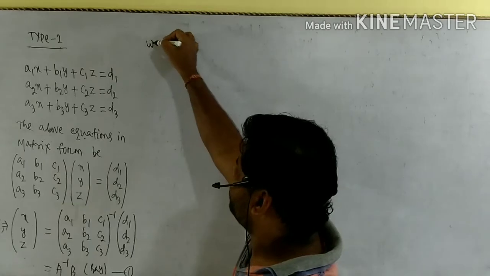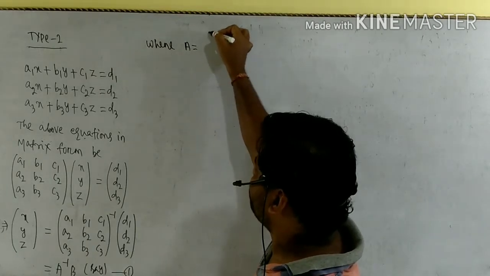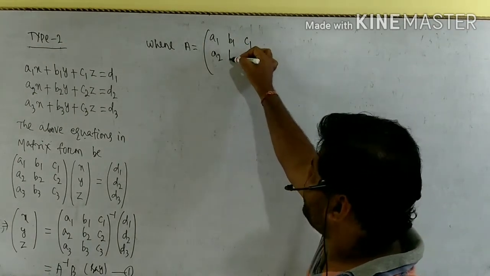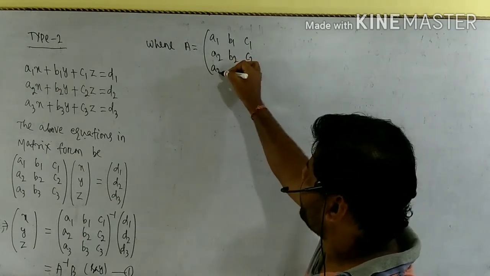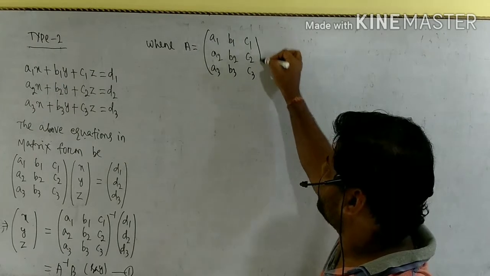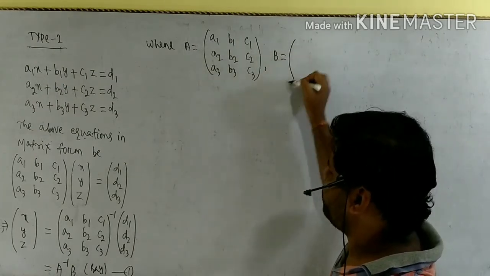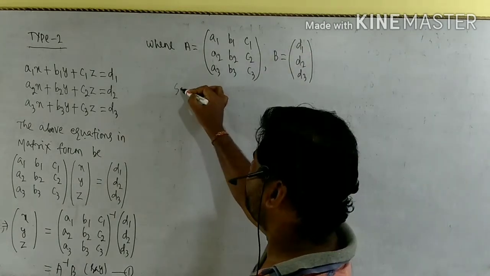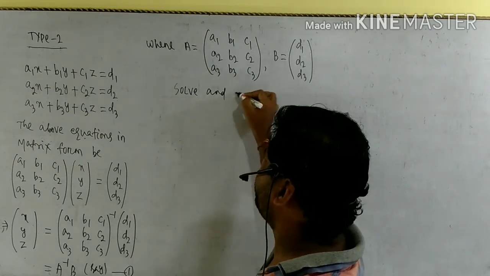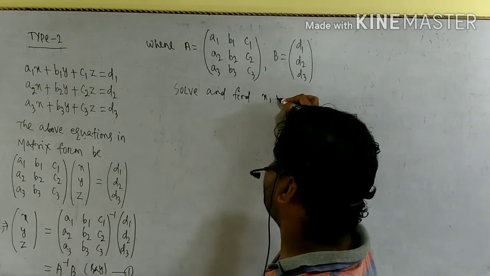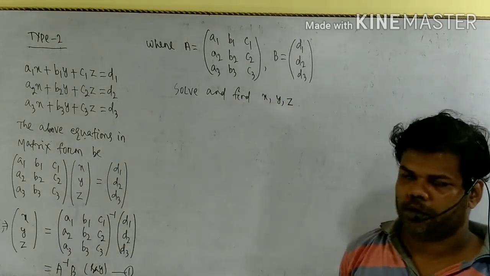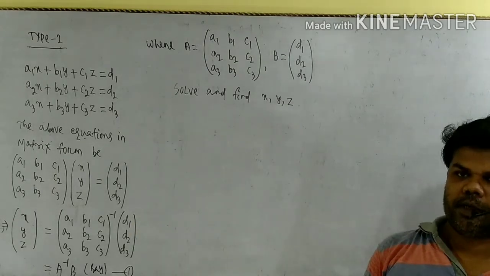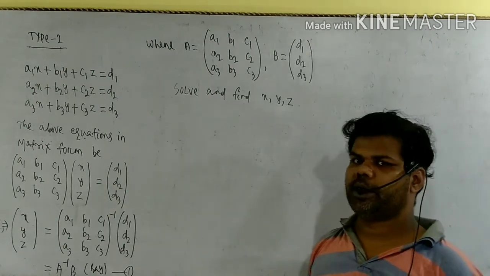Whereas A is your matrix A1, B1, C1, A2, B2, C2, A3, B3, C3, and B matrix is your D1, D2, D3. Solve and find X, Y, and Z. This is the procedure to solve the set of linear equations having three variables X, Y, and Z by using the matrix method.